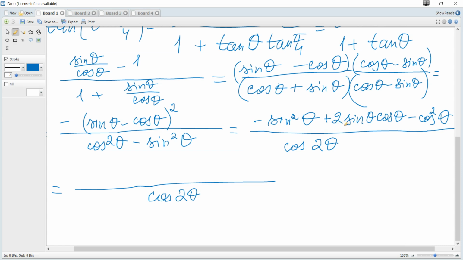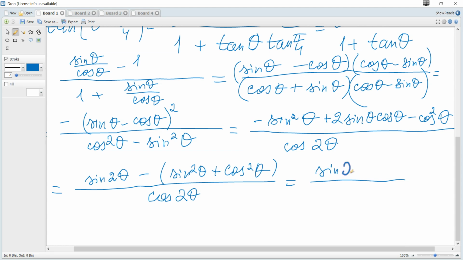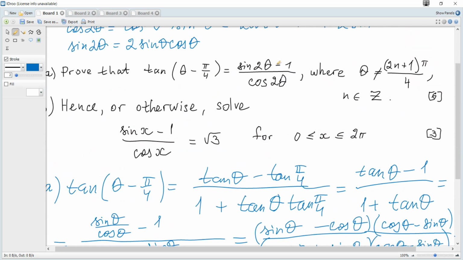and it becomes cosine of 2 theta in the denominator, and 2 sine cosine is what? It's sine of 2 theta, and minus, you can factor out minus, so it becomes sine squared plus cosine squared, which is what? It's just 1. It's the main trigonometric identity, a formula given in the data booklet, so it's just 1. So finally we get sine of 2 theta minus 1 divided by cosine of 2 theta, as required.